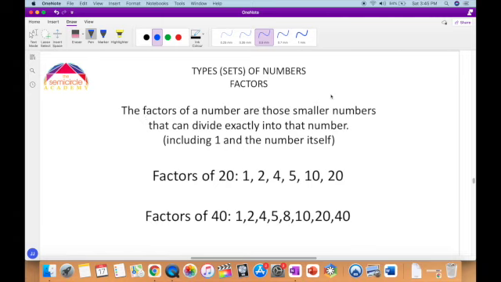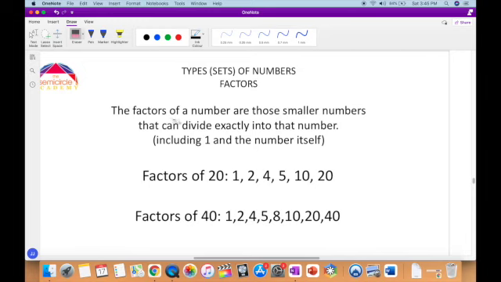So if I have, say, 10, the factors of 10 are 1, 2, 5, and 10. Right? These will multiply to give you 10. These can divide 10. The multiples of 10 are 10, 20, 30, 40. So these are the bigger ones, the multiples. The smaller ones are the factors. Let me hear when you're done, right?